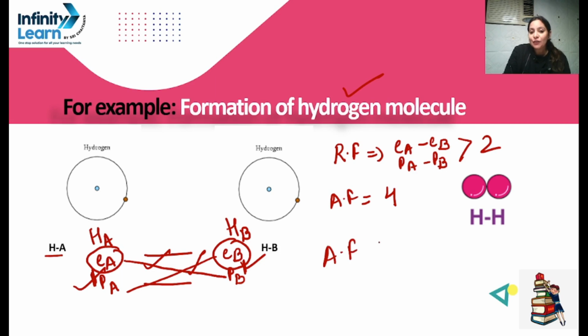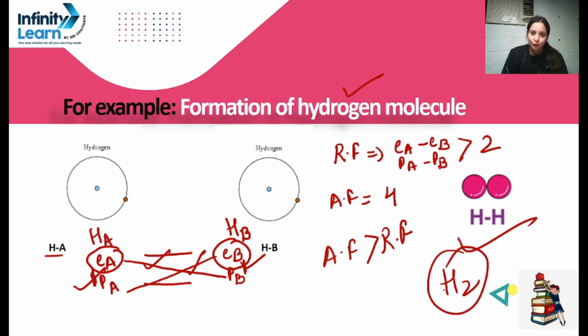So which kind of forces predominate? Obviously attractive forces predominate. And I told you that whenever attractive forces are more, then only the bond formation will occur. That is the reason when hydrogen atoms approach each other, their atomic orbitals overlap, and because the attractive forces' magnitude is more as compared to the repulsive ones, the bond formation occurs and a hydrogen molecule is formed.